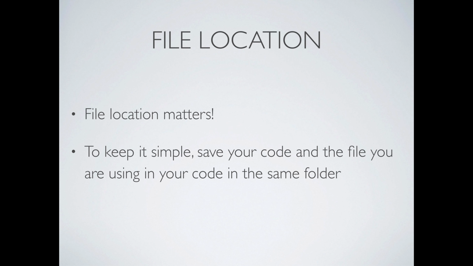One thing that I do want to mention before we get into specific examples is file location. So file location matters. Now, what I mean by this is, for this stuff, we're going to have our Python file, which is our .py file that we save on our computer, and then there's going to be at least one other file that we're using with our code. To make it easy on yourself, just make sure that your Python code is saved to the same folder as any file that you're using with the Python code. So save them to the same folder or save them both on desktop, whatever works for you.